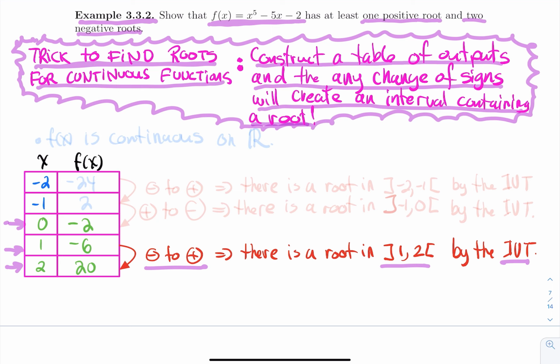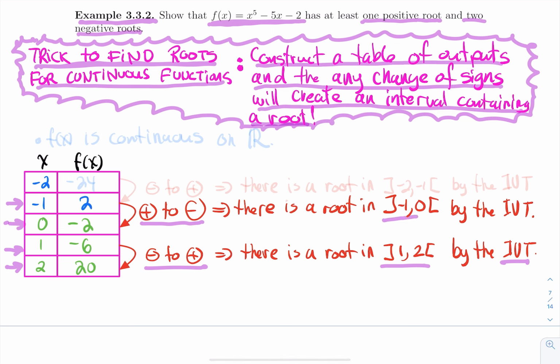According to the question, we need to check that there's 2 others on the negative side. So we'll go backward now. If you compute the output at minus 1, you can double check that minus 1 to the power 5 minus 5 times minus 1 minus 2 is going to give you plus 2. Whoa, change of sign here. That is perfect. Between minus 1 and 0, it goes from positive to negative. So here we go, boom. We have a change of sign. There is a root between minus 1 and 0 by the intermediate value theorem.